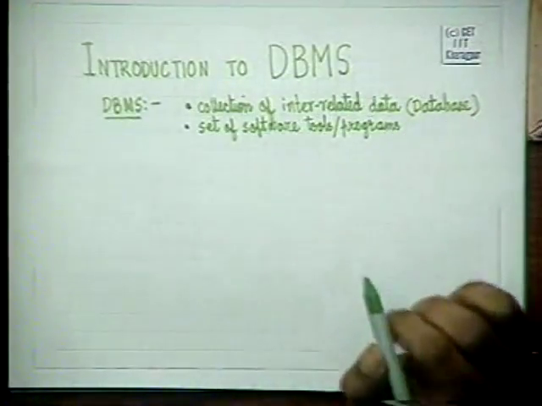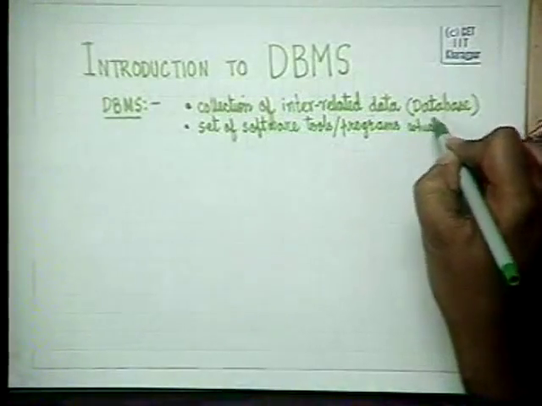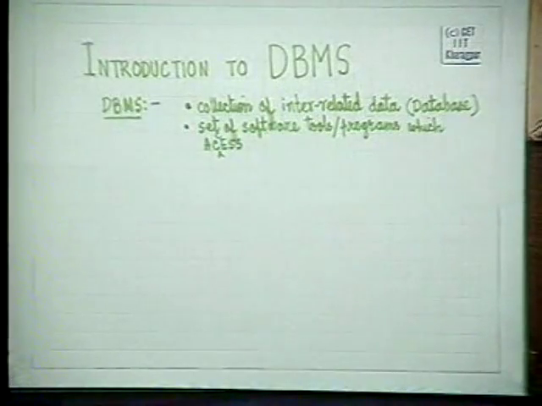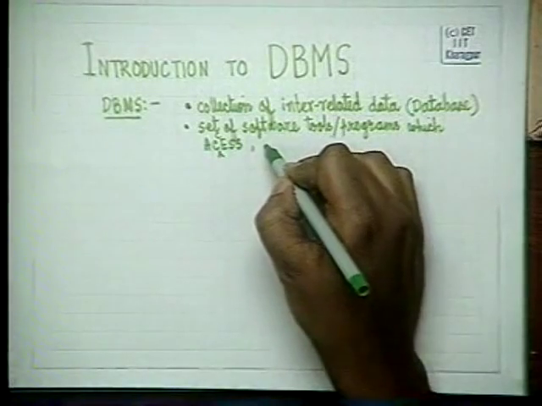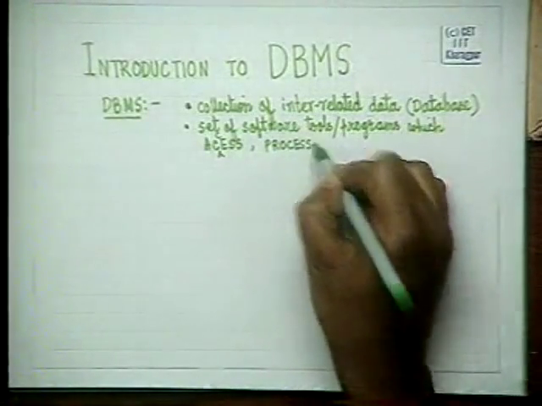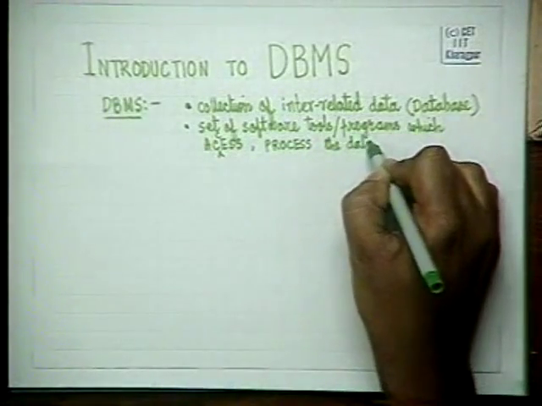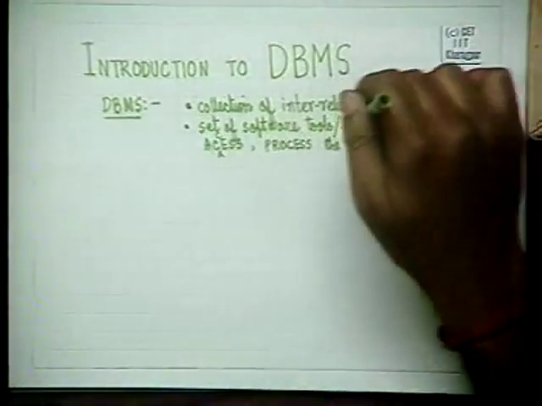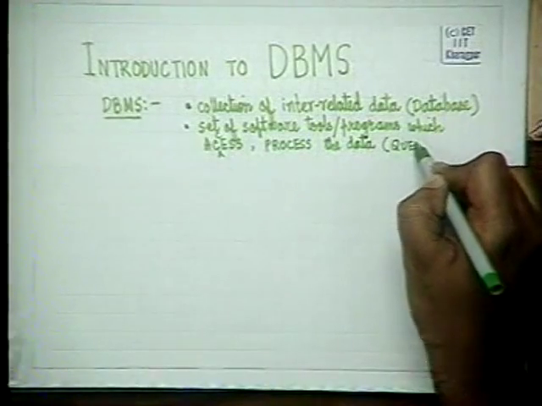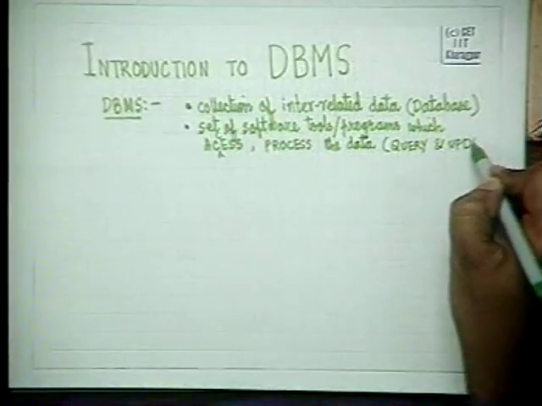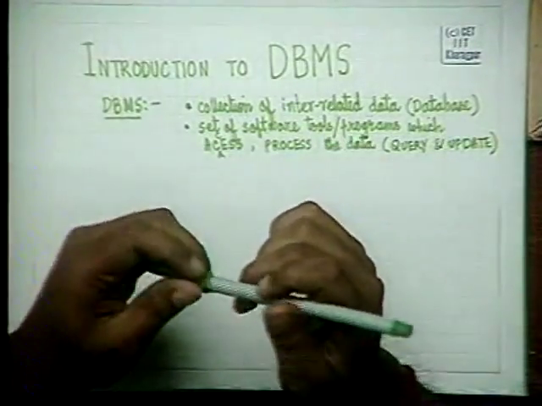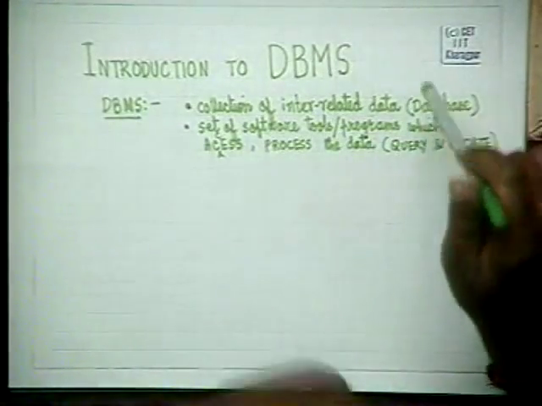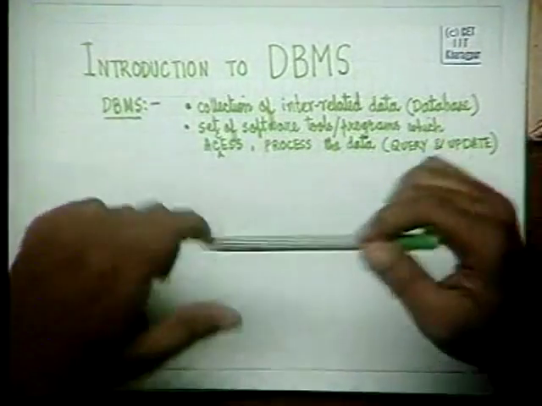which are able to do two things on the data: first, they must access the data, and the other thing they can do is process the data that resides in the database. This part of the database management system is often called the query and update mechanism. So, in a database management system, we have a database, which is a collection of the data, and a set of software programs or tools which operate on the data.